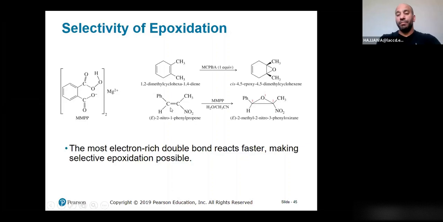Here's another example. It's a trans this time, nitrophenyl propene in the presence of MCPBA. What do I end up making? I end up making an epoxide that has the stereochemistry also retained. So the phenyl and nitro are actually trans. That's important to keep in mind, that the epoxidation is stereoselective and regioselective. Regioselective, in that it picks the alkene that is more electron-rich, having donating groups attached, and it makes an epoxide with the stereochemistry in place that we started with originally.